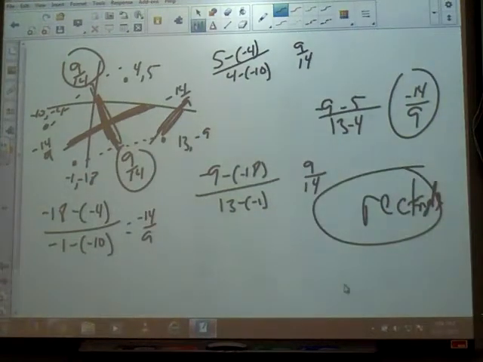What if they had all just been parallel but not opposite reciprocals? Then it would have been a parallelogram. What if not all of them would have been parallel? Then it would have been a neither.